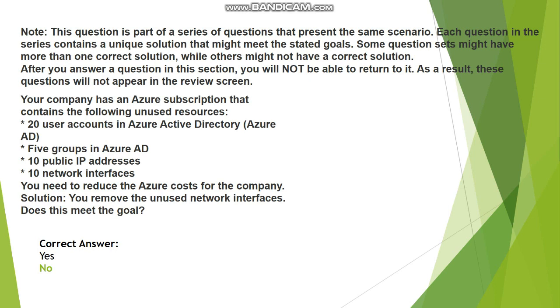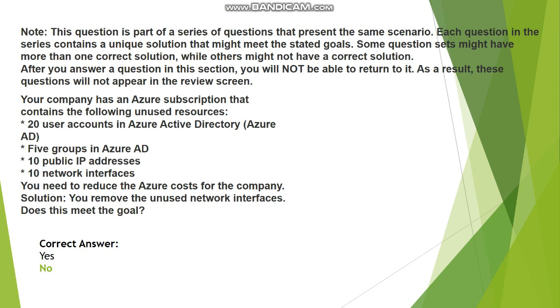Next question. This question is part of a series of questions that present the same scenario. Each question in this series contains a unique solution that might meet the stated goals. Some question sets might have more than one correct solution, while others might not have a correct solution. After you answer a question in this section, you will not be able to return to it. As a result, this question will not appear in the review screen.